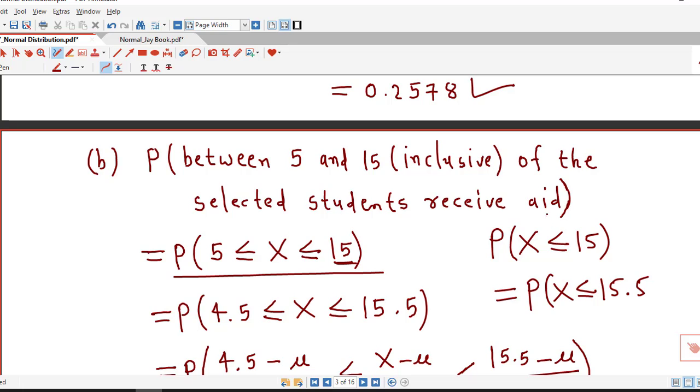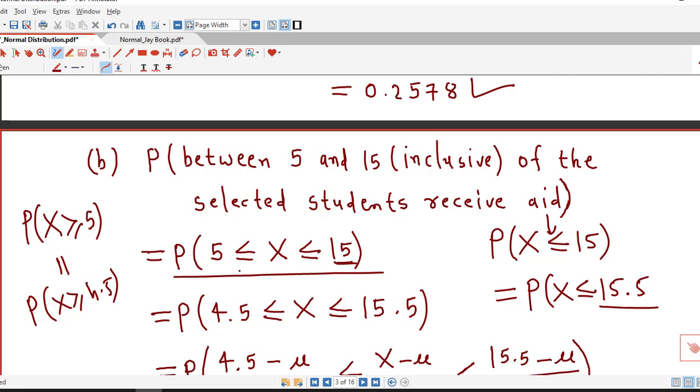If we have a less than or equal to type of probability, we add 0.5, and if we have a probability that capital X is greater than or equal to 5, then we subtract 0.5. So here we have both types of probabilities: less than or equal to, as well as capital X greater than or equal to 5.